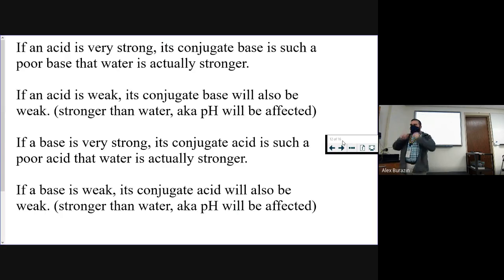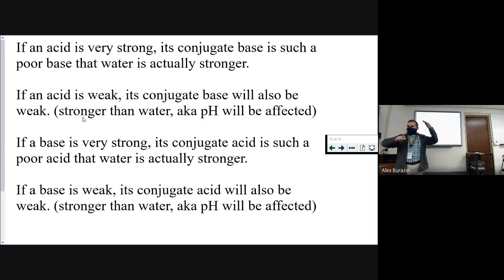So, if an acid is very strong, its conjugate base is such a poor base that water is actually stronger. Okay? The conjugate base of hydrochloric acid, aka the chloride ion, strong acid, chloride as the conjugate is neutral. It's literally a worse base than water. Okay? If I have a weak acid, its conjugate base will also be weak.